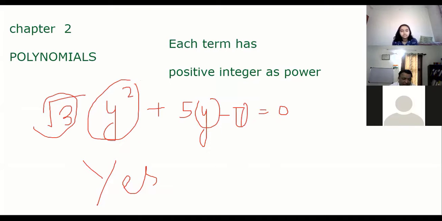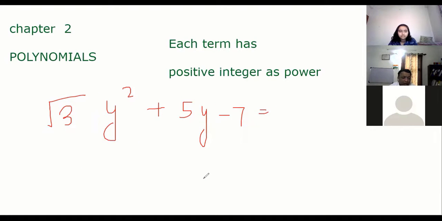Where is a fraction? Vasu, I didn't put any fraction here. Where is the fraction? Sorry, sir, I was thinking about the root. So root 3 is the coefficient, and root 3 is not a variable. It is a constant. So root 3 is a constant.